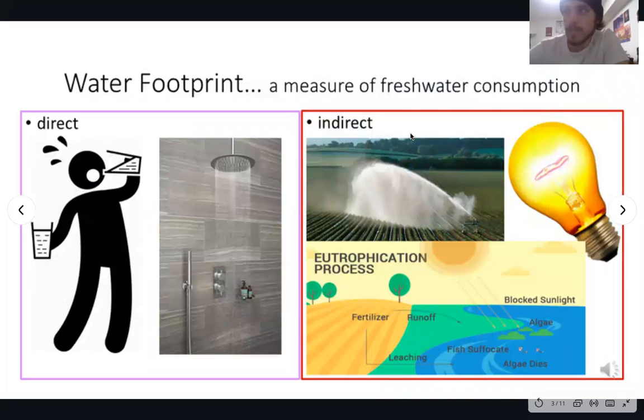A water footprint is a measure of the fresh water that humans use for consumption. Water usage can be direct, such as the water we drink or use to shower. It can also be indirect, such as the water used for producing goods, energy, or that is polluted in the supply chain process, such as the eutrophication of freshwater systems due to increasing agricultural use of phosphorus and fertilizers.